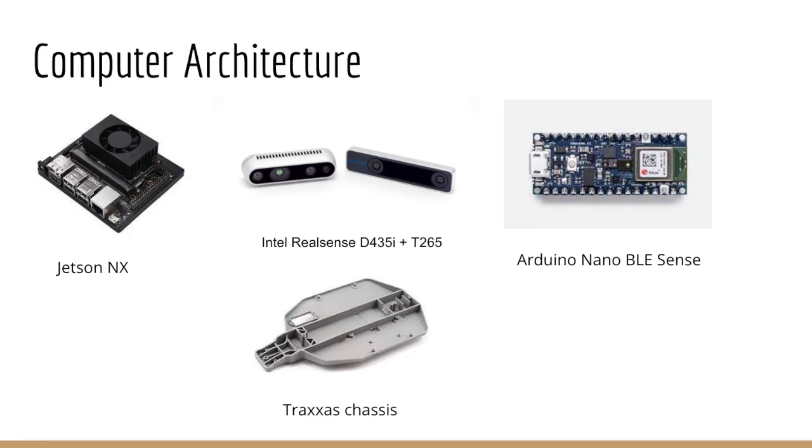Lastly, we'd also like to test the two algorithms on actual hardware. We have a vehicle equipped with a Jetson NX, which is in charge of onboard computing power, an Intel RealSense D435i, and a T265, which is in charge of the depth sensor and localization. We also have an Arduino Nano 33 BLE Sense, which is in charge of sending commands to the actual agents, and a car made by Traxxas, which is the actual car with engines and wheels.